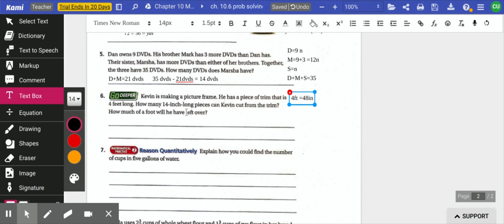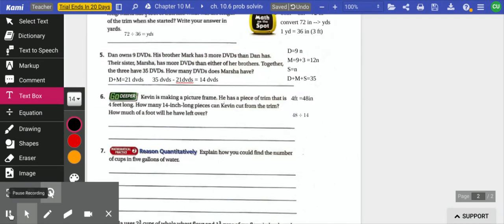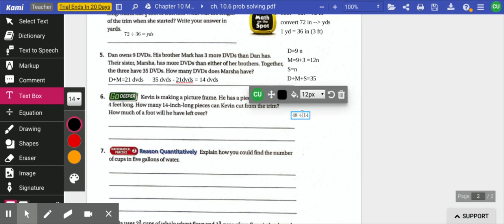And how many 14-inch long pieces can Kevin cut from the trim? So I want to take my 48 inches and divide it by 14, and my answer will give me how many pieces I can get from that. All right, so I know that my 48 inches divided by 14 inches, because that's how many pieces I want to get. And when you do your division and you work it out, you're going to get 3 remainder 6.